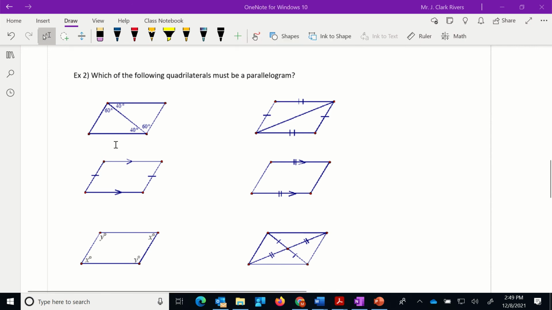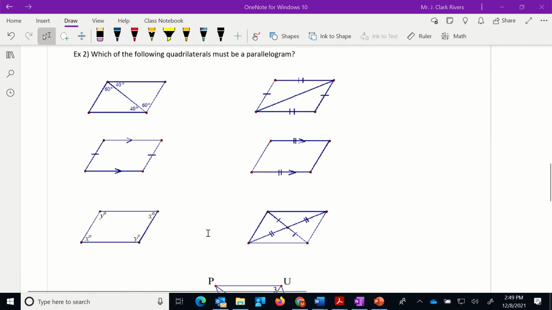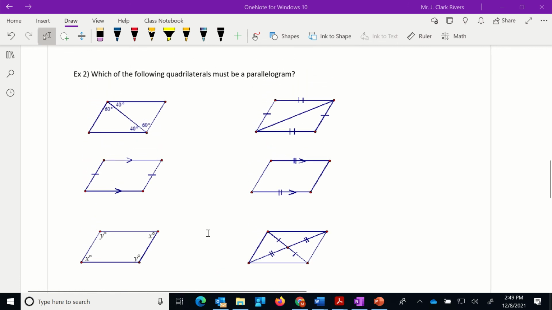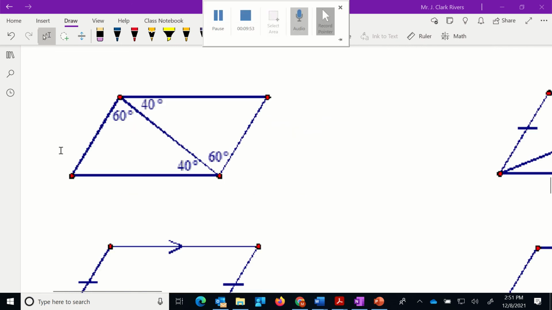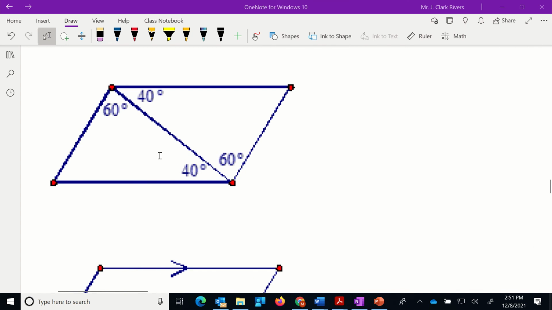Okay, so go ahead, try it out. Is it a parallelogram or not? Or I should say, which one must be a parallelogram? Go ahead. This first one here. What do you think? Does it have to be a parallelogram? Yeah. It does. Why?